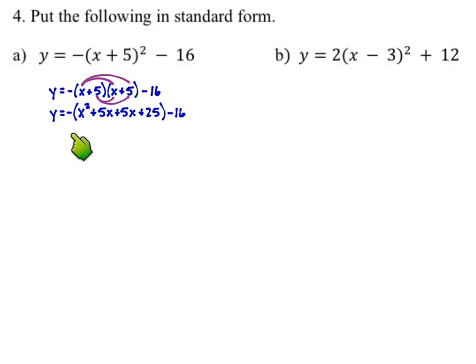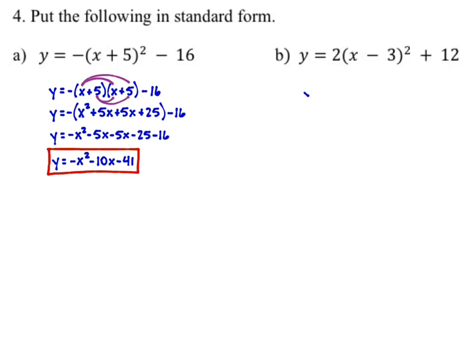Now I'm going to go ahead and distribute that negative value into all of those things. So I end up with negative x squared minus 5x minus 25, and then minus 16. And then I can just combine like terms from that. So I get negative x squared minus 10x minus 41. We're going to repeat that same process in part B. I'm going to go a little bit quicker here.